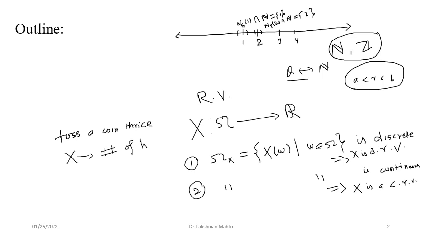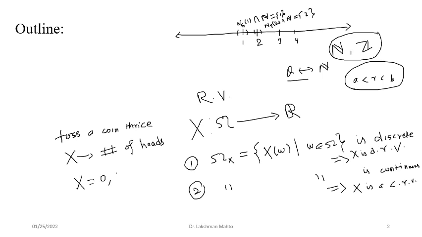Anyone? Anyone, what are the possible values of X? Anyone, just tell me. Am I audible? I am saying X is counting the number of heads when you toss a coin three times. What are the possible values of X?